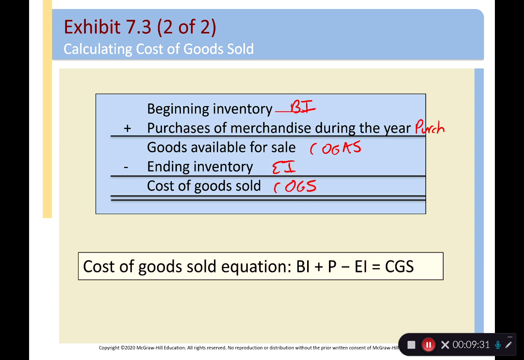So beginning inventory is BI, purchases is PERCH, COGAS stands for cost of goods available for sale, ending inventory is EI, and then cost of goods sold is COGS. You could also change that equation to be beginning inventory plus purchases minus ending inventory equals cost of goods sold. You'll notice the abbreviations the book uses are slightly different than mine, but we could use that formula, basically eliminating the subtotal cost of goods available for sale, which might make some of the calculations in the chapter a little easier to do.